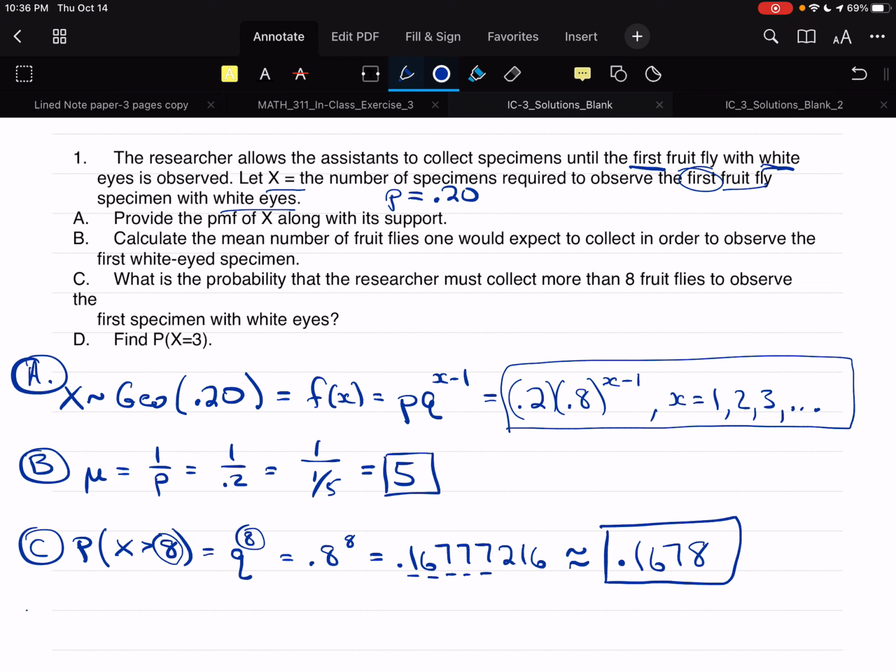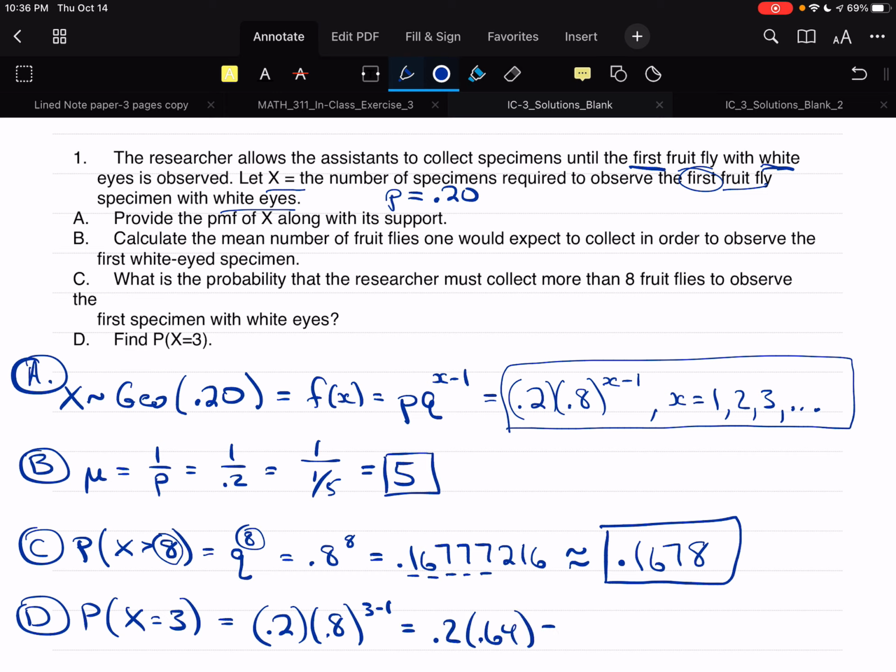Part D, we want to find the probability that X is equal to 3. In other words, that the first fruit fly with white eyes is found on the 3rd specimen. So this is equal to 0.2 times 0.8^(x-1). X is 3, minus 1 is going to be 2. So 0.2 times 0.64 is equal to 0.1280 to 4 decimal places, but is exactly 0.128. So that was problem number 1.